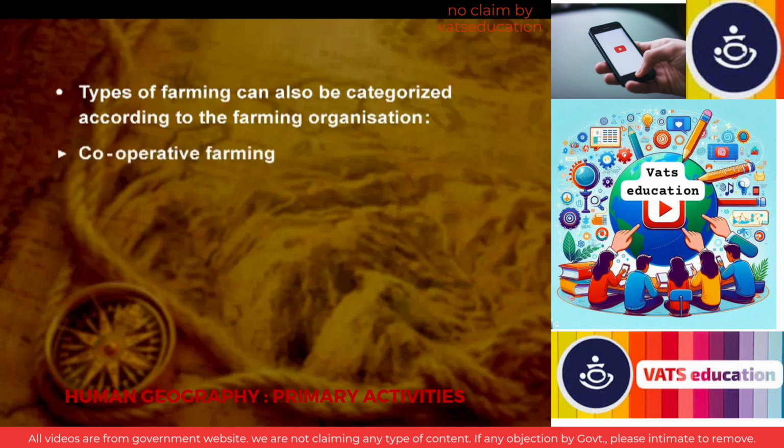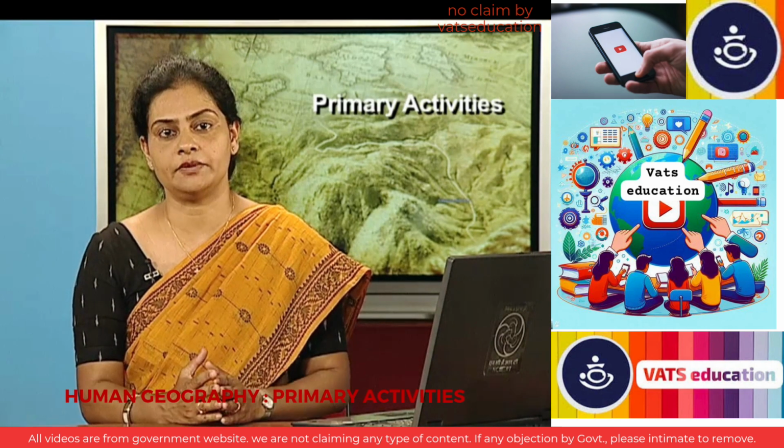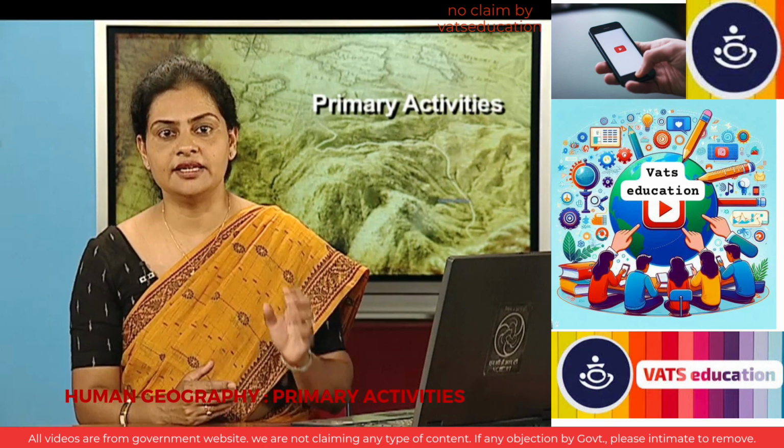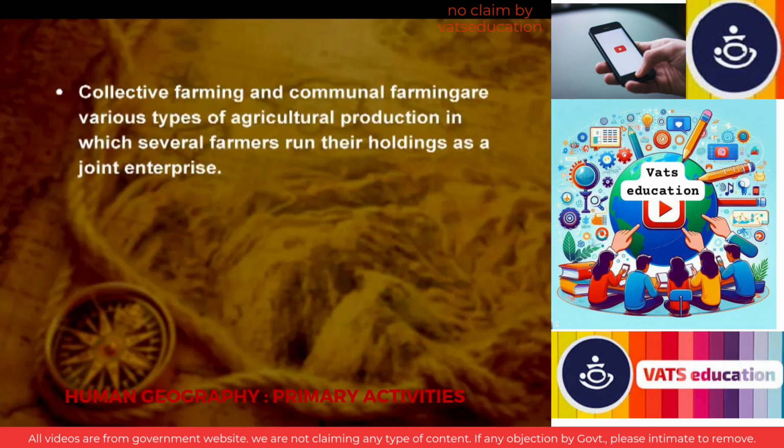For example, cooperative farming and collective farming. Cooperative farming, where farmers pool their resources in certain areas of activity. It is successfully practiced in Denmark, Netherlands, Belgium, Sweden, and Italy. Collective farming and communal farming are various types of agricultural production in which several farmers run their holdings as a joint enterprise.